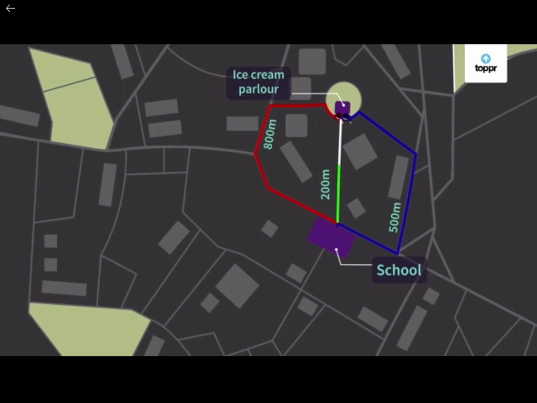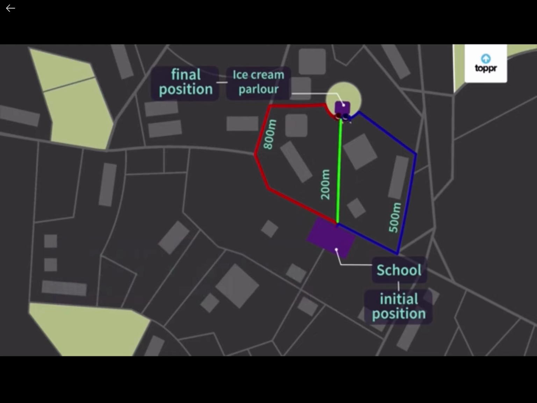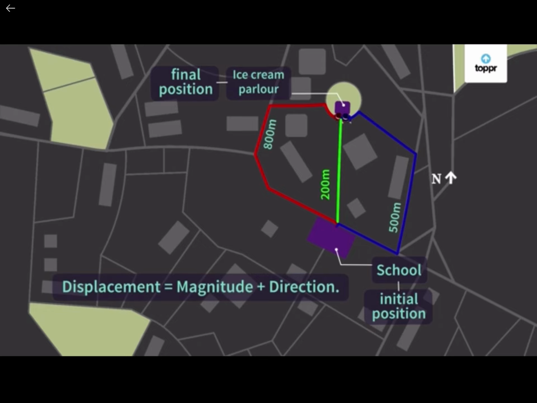And we define this quantity as displacement. Displacement is equal to the length of the straight line joining the initial and final position. To be more specific, we also include direction in displacement. In this case, your and your friend's displacement is 200 meters north. Here 200 meters is the magnitude of displacement and north is the direction of displacement.